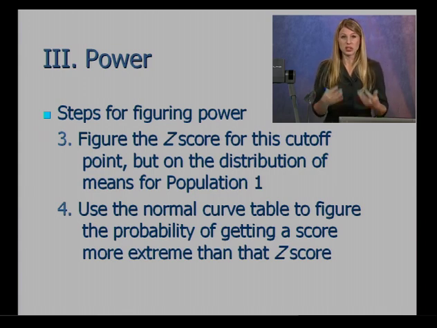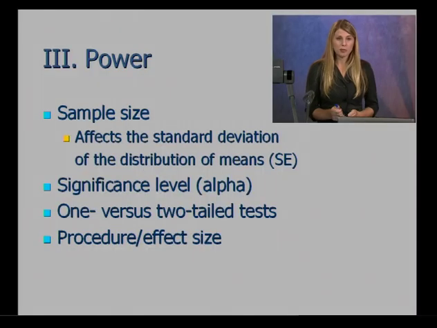That gives you the percentage or the number of times out of 100 that you would reject the null if that was the true difference between your means, the predicted difference. Now the problem with this is that a lot of times we don't know the difference between our means until after we've already collected data. So there are several things that affect power.